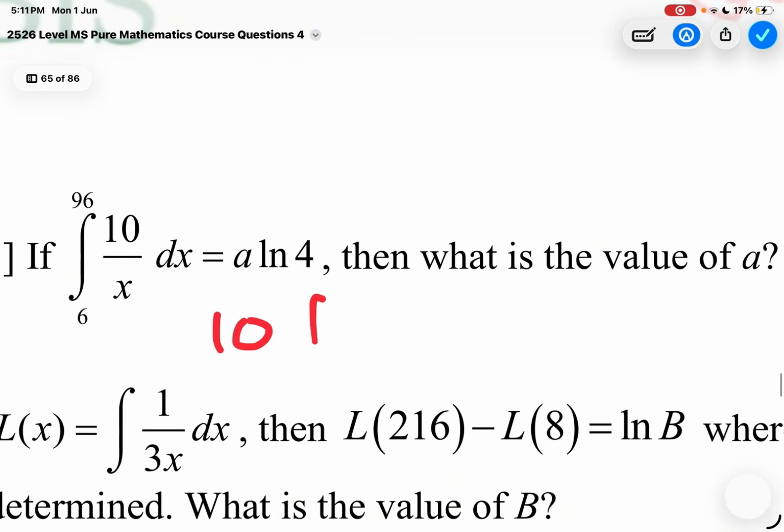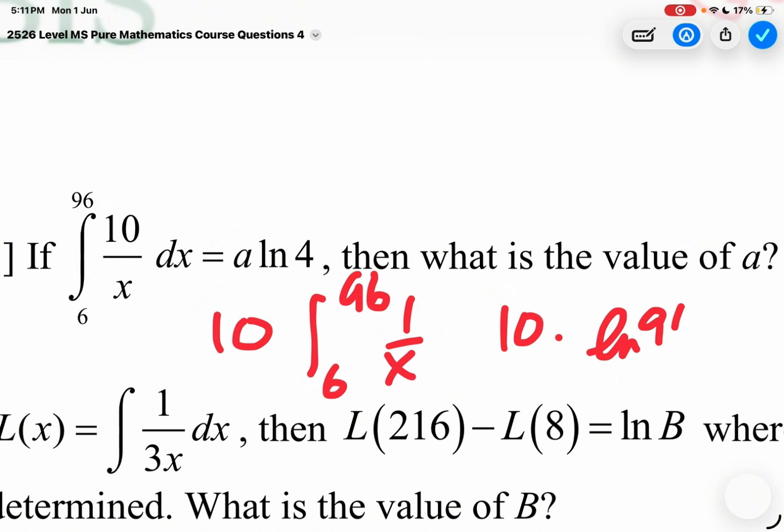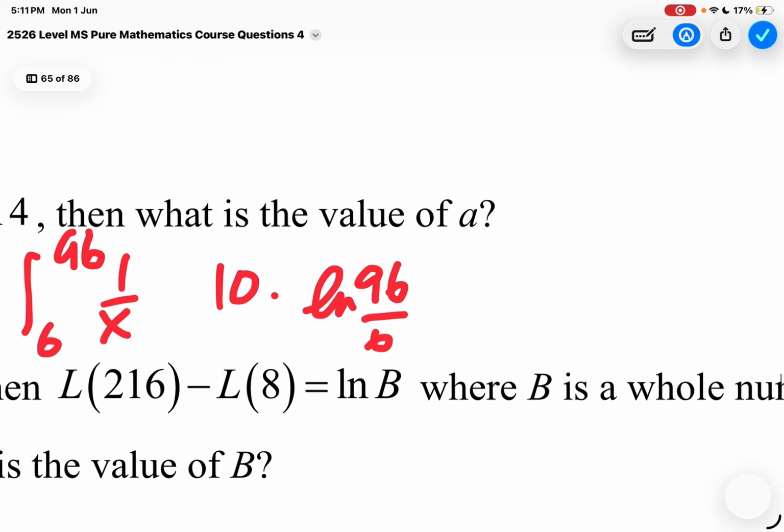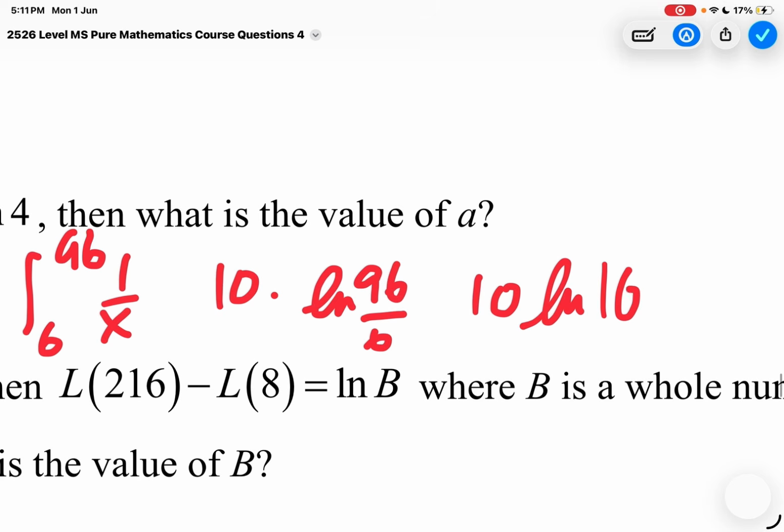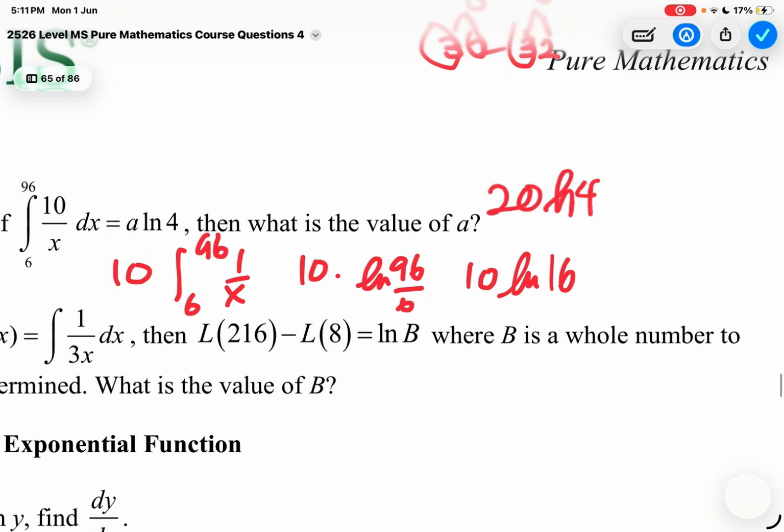So it's 10 times the integral from 6 to 96 of 1 over x. And then this becomes 10 times ln of 96 over 6, which is 16. So 10 ln 16. 16 is 4 to the power of 2, so you move the 2, and it's 20 ln 4. A is 20. And that's it for this whole chapter.